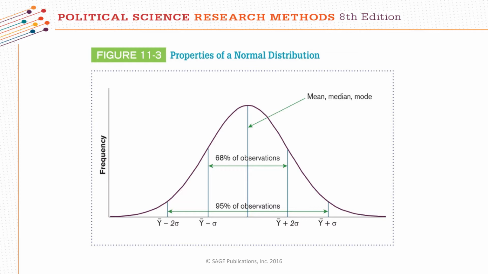If you have a normally distributed observation, then what we know is that as the number of observations increases, we have great confidence. We have 95% confidence that 95% of all observations will fall within 2 standard deviations of the mean.